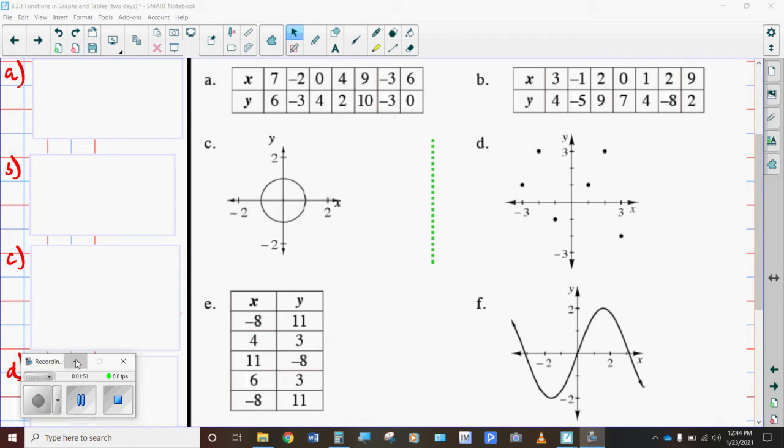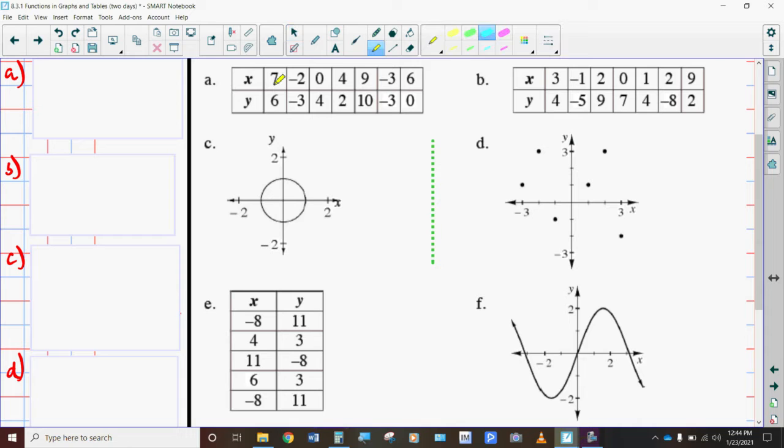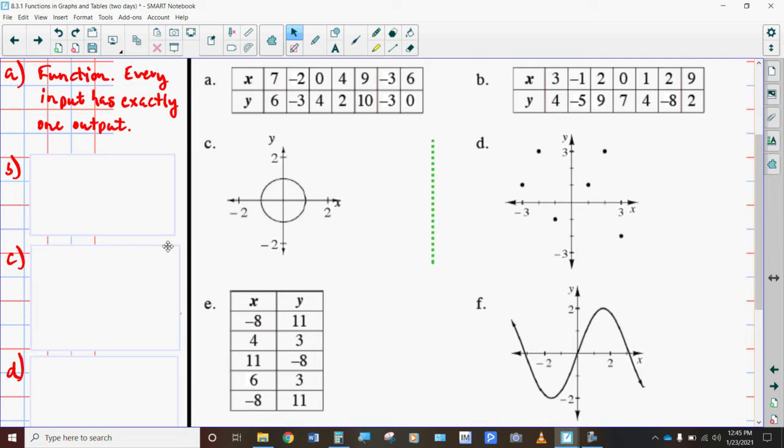Alrighty, let's take a look at A. In A, what I'm doing is I'm looking for any evidence at all that you plug in a number, you get a different answer than one that you got before. If there's no evidence of that, we're going to call it a function. So here I've got the number 7 gives me 6. Is there any other situation where 7 gives me a different number? There's no other 7s up there, so we're good. Same thing with the -2, with the 0, with the 4, the 9. We have no situation here where an input value gave you more than one output. So based on this relation, we would have to say it is a function. Every input has exactly one output.